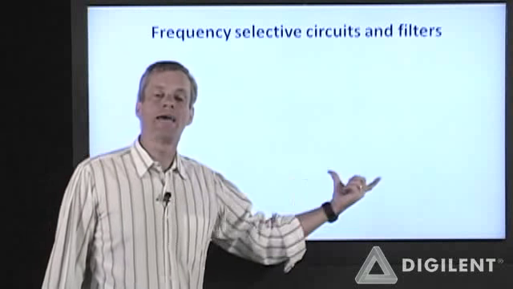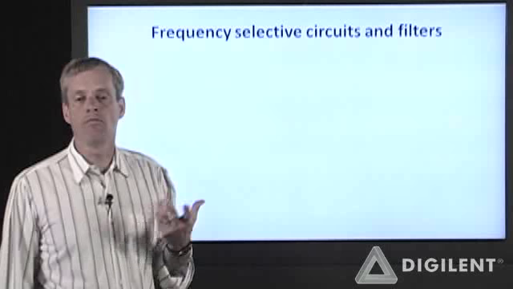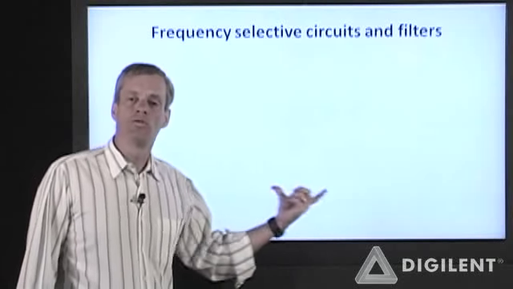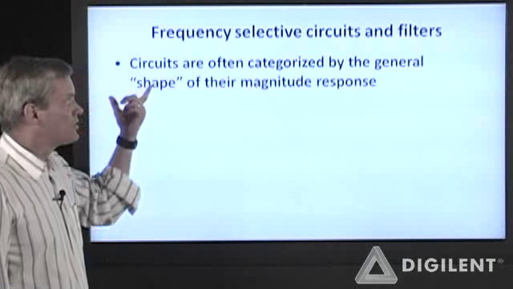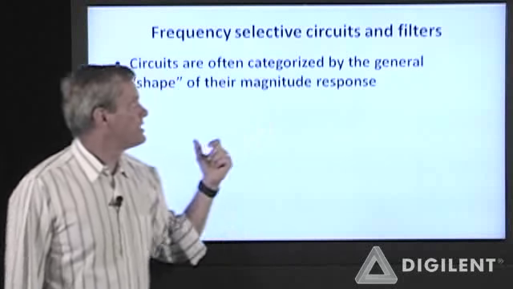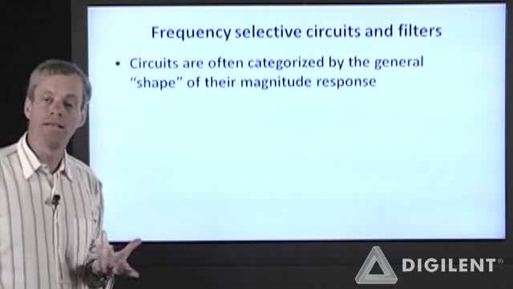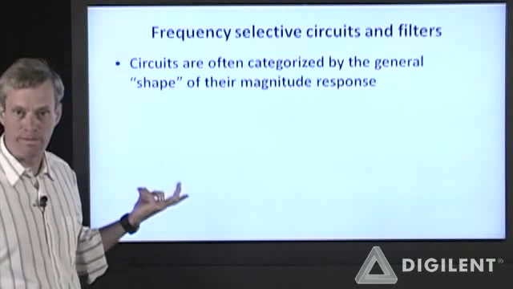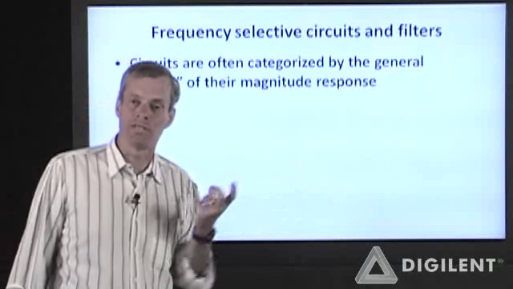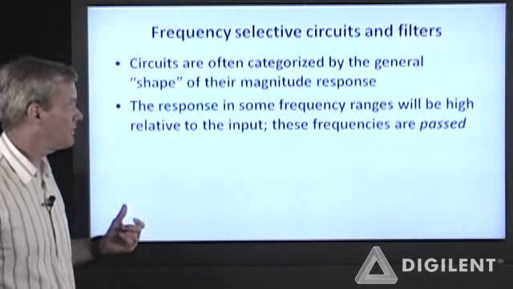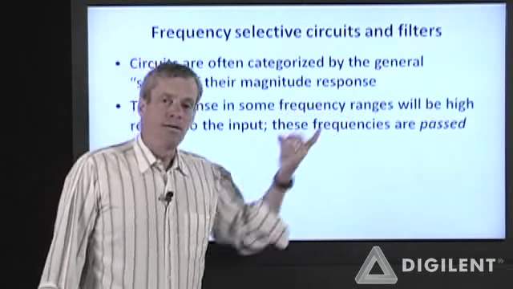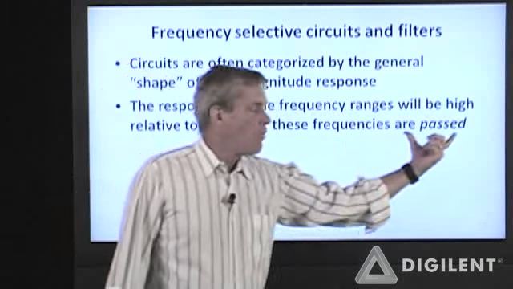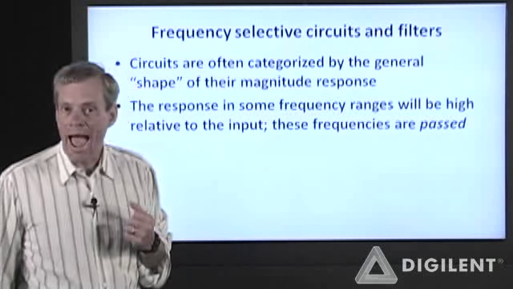Okay, so the circuit's magnitude response gives us some idea of what shaping will be done by the circuit on the input in order to get the output. Circuits are often characterized by the general shape of their magnitude response, since that shape is essentially applied to the input spectrum shape in order to get the output spectrum shape. So the response at some frequency ranges typically will be high relative to the input. We say that those frequencies are passed.